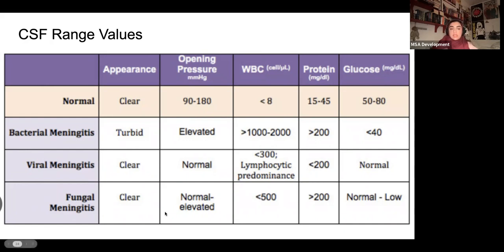And in fungal meningitis, you're going to mostly have a clear appearance. Opening pressure is going to be normal or elevated. The white blood cells are going to be a little lower, below 500. And you're going to have higher protein because fungi, like bacteria, like to make their own protein. And over here, the glucose is going to be normal to low because while they do maybe consume it to do their job, they don't do it as much as the bacteria do. And you can see these in comparison to the normal values up here.